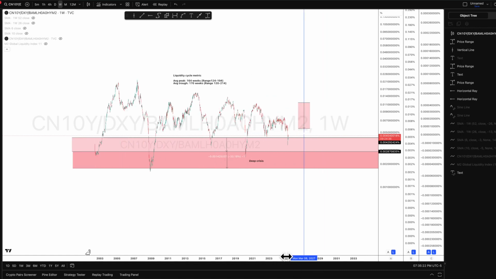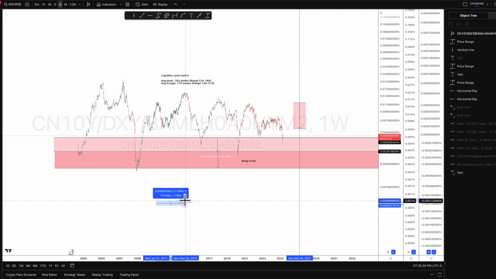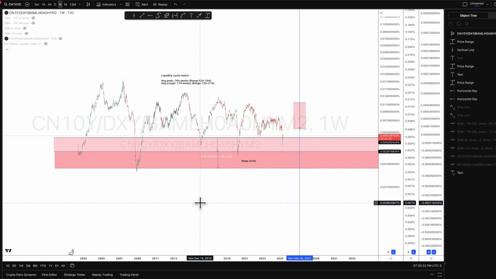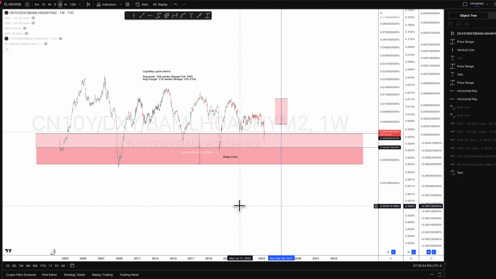One thing we can do with this liquidity oscillator is just start measuring peak to peak, and the same with trough to trough. If I take all those and average them out, they're fairly consistent, so we get a range of about 120 weeks all the way up to about 200 weeks with an average of about 165, 170 weeks. That gives me a little bit of confidence, a little bit of prediction value, so to speak.